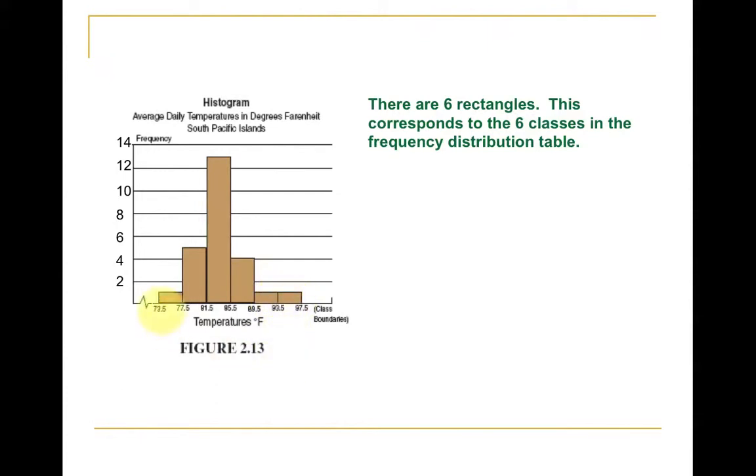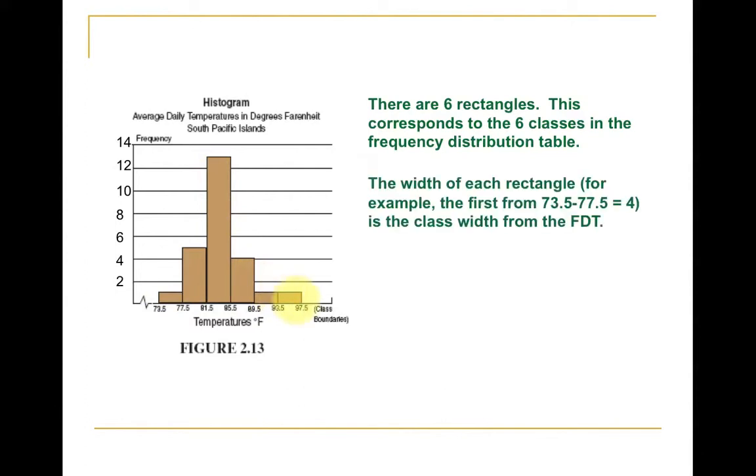Okay, so however many rows you have in your frequency distribution table, that is however many rectangles you're going to have in your histogram. The width of each rectangle, for example, if you look at the first class boundary that goes from 73.5 to 77.5, is a width of 4. So that's the class width that comes from the frequency distribution table. So the width of each rectangle is the same as the class width from the frequency distribution table.